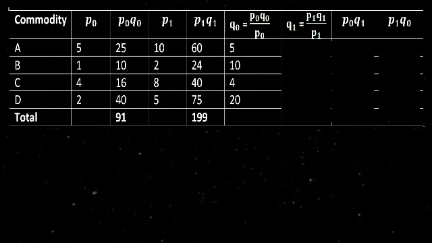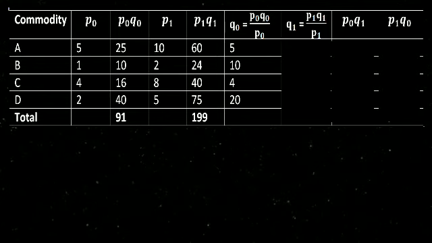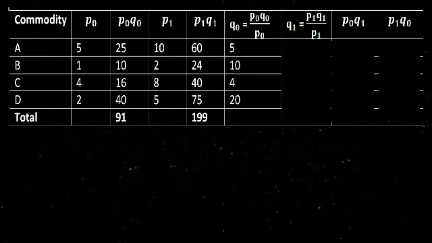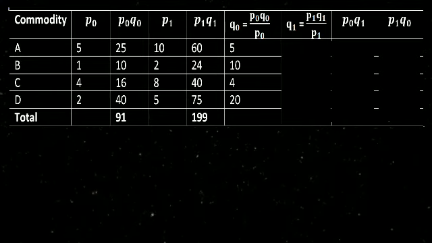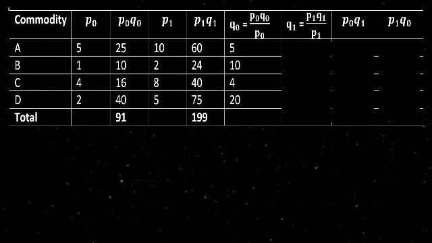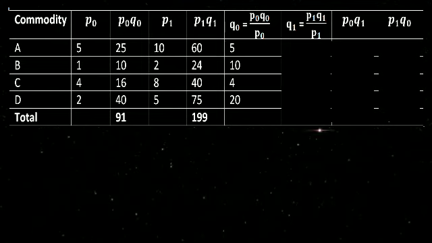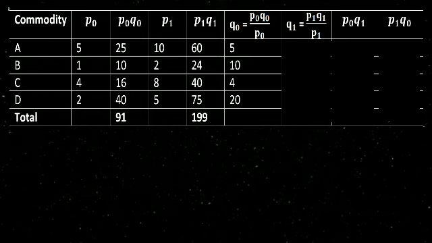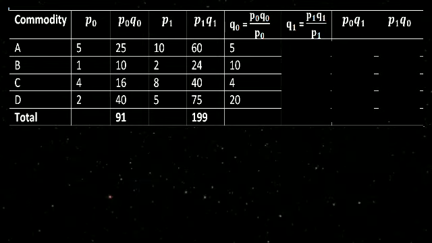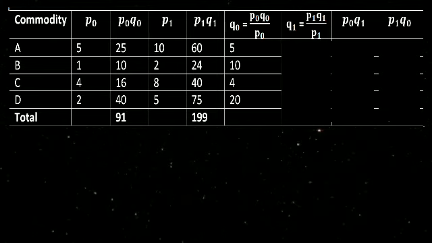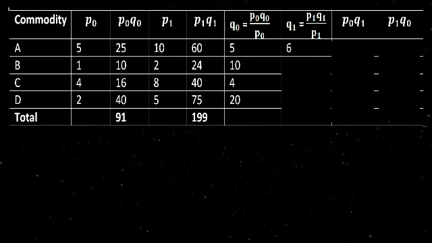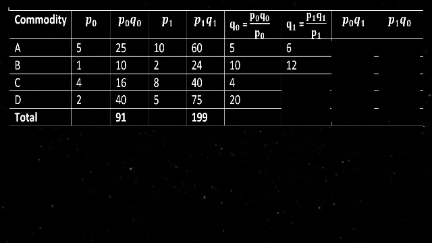Next column, Q naught equal to P naught Q naught divided by P naught, and find the values. P naught Q naught is 25 divided by 5, that is equal to 5. 10 by 1, 10. Similarly compute the other two values. Next column, Q1 equal to P1 Q1 divided by P1, and the values are 60 divided by 10, that is equal to 6. Next value, 24 by 2, which is equal to 12. Compute the other two values.